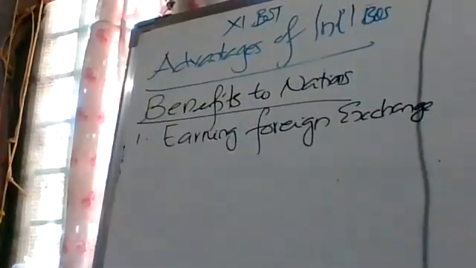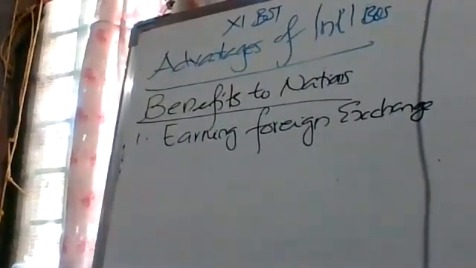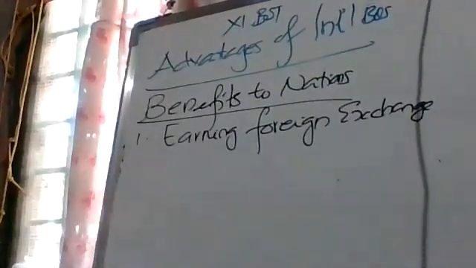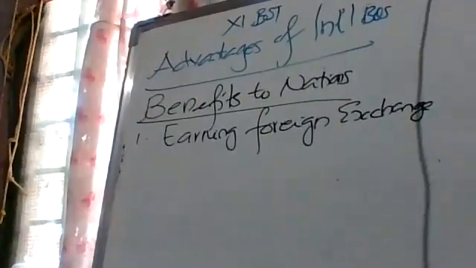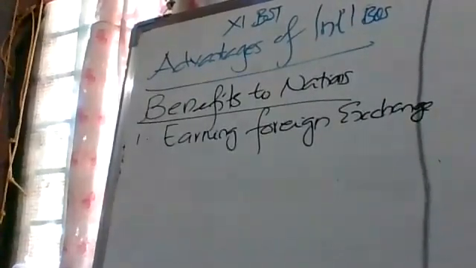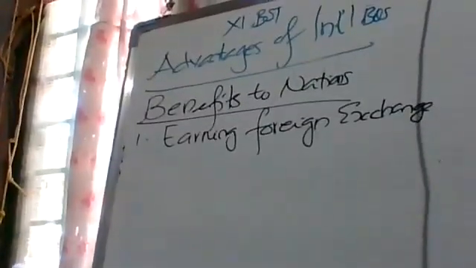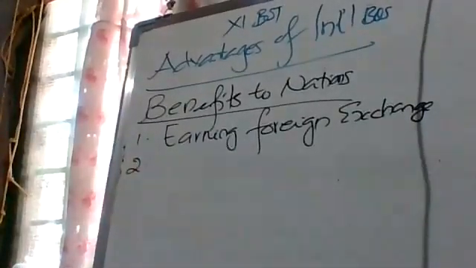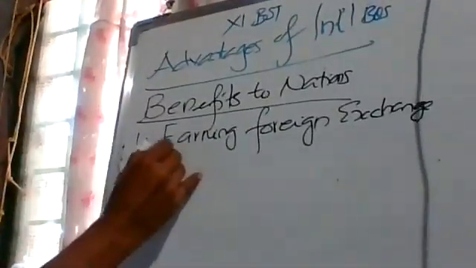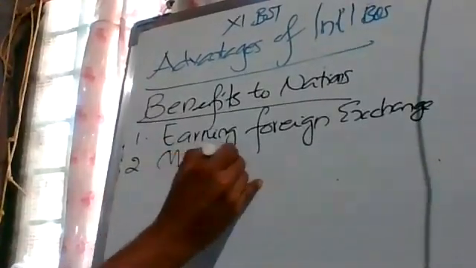Here's a point. By hearing this explanation, you can write some points. Simply writing the heading, you will not get marks. Some explanation from the book. I'm explaining that, you can write some points. Some explanation. Number two. Can you read that? More efficient use of resources.